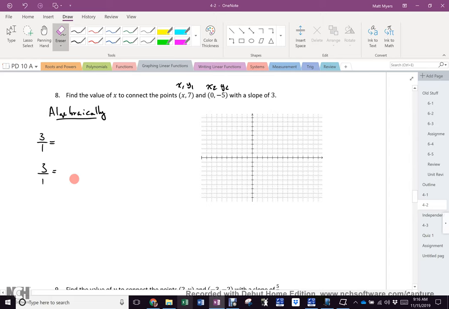Oh, I just put the x's in the numerator spot. What a doughhead.